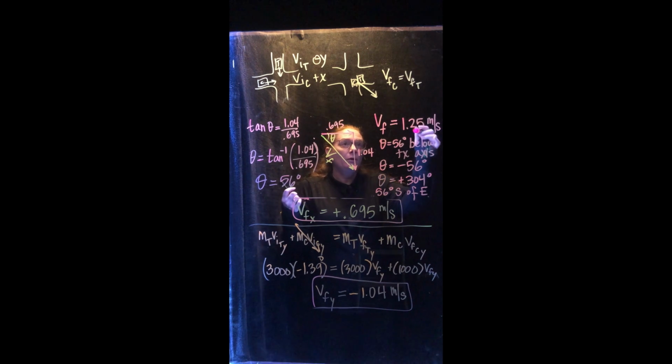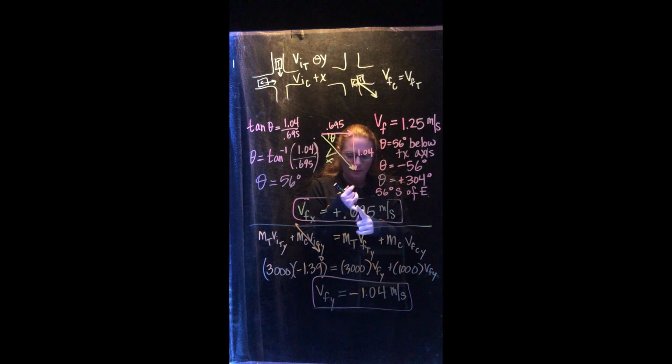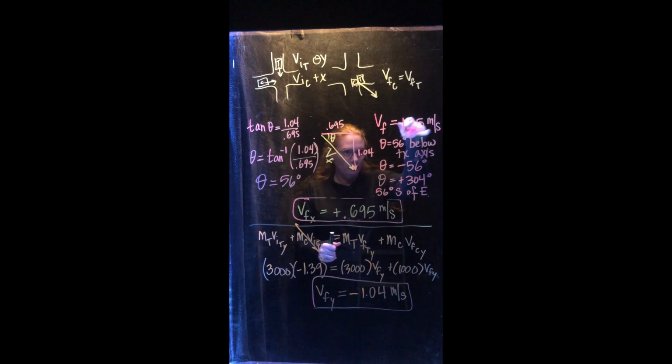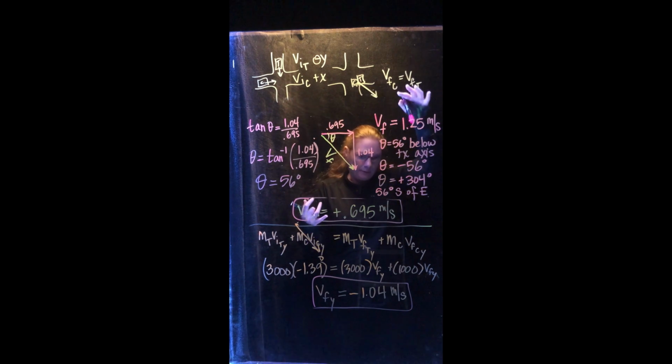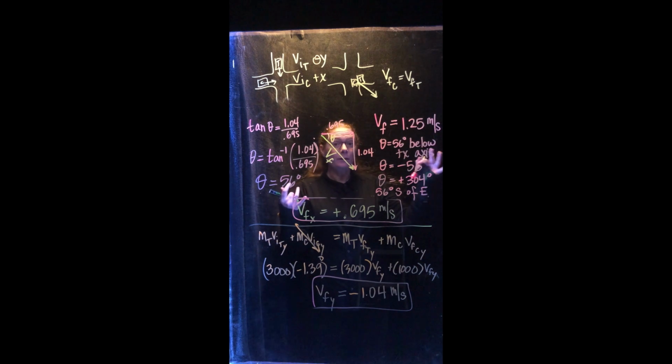So is it reasonable? Definitely. What did we have? We had a 1 point something and a 2 point something, a 1.39 and a 2.78. So we're in the right range, and it's in the right direction. We anticipated it would be down and to the right. It is down and to the right, so I think we got it.